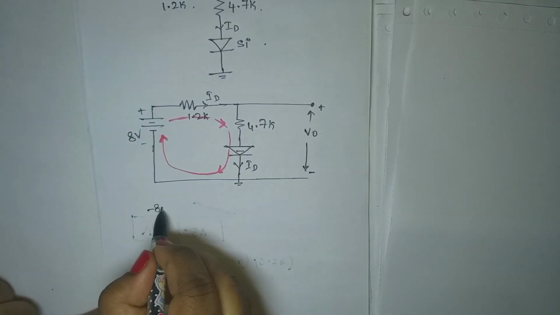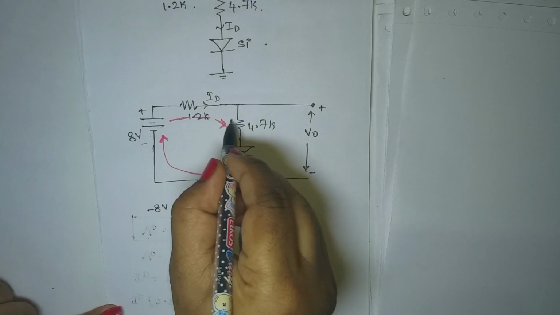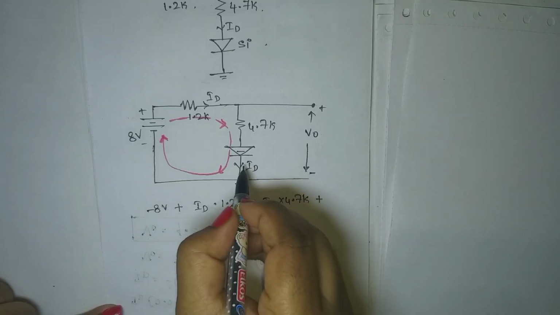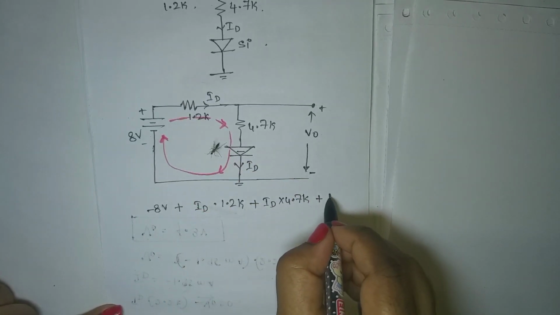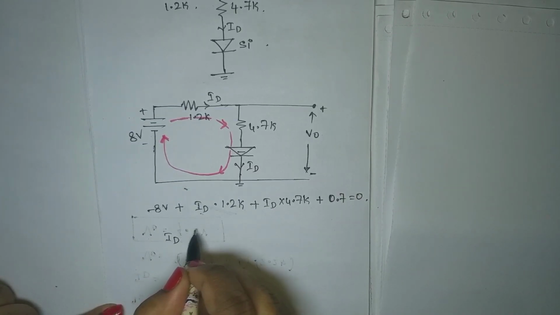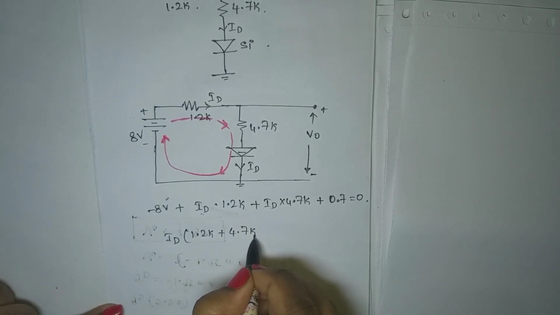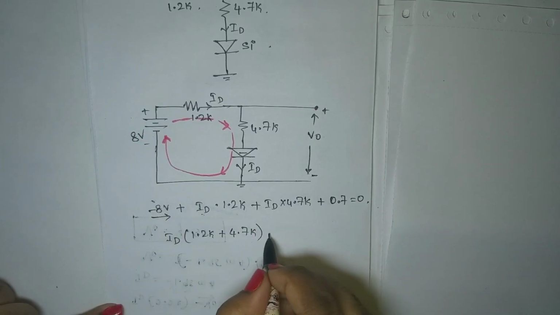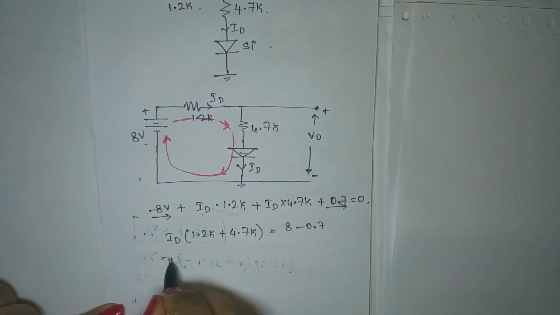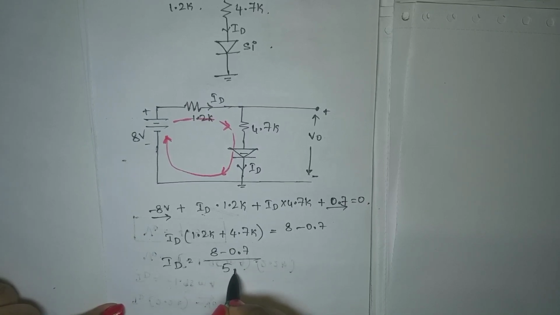So it is minus 8 volt plus ID into 1.2 kilo plus ID into 4.7 kilo plus, what is the value of silicon diode? It is plus 0.7 equal to 0. I need to find ID. I'll take ID common here. It becomes 1.2K plus 4.7K. I'll push this to the right hand side, which is equal to 8 minus 0.7. Therefore, ID is equal to 8 minus 0.7 divided by 5.9K.